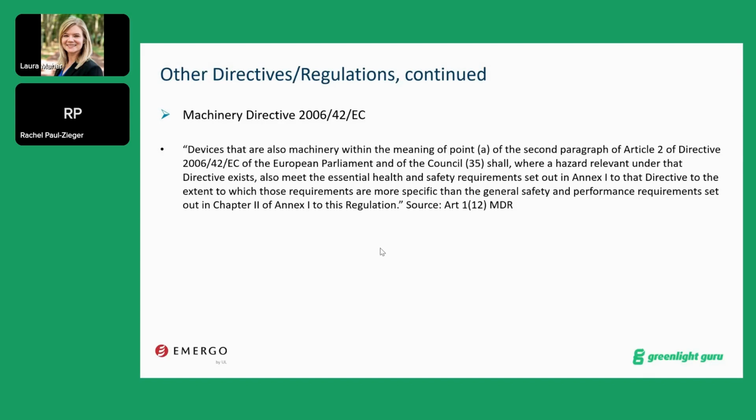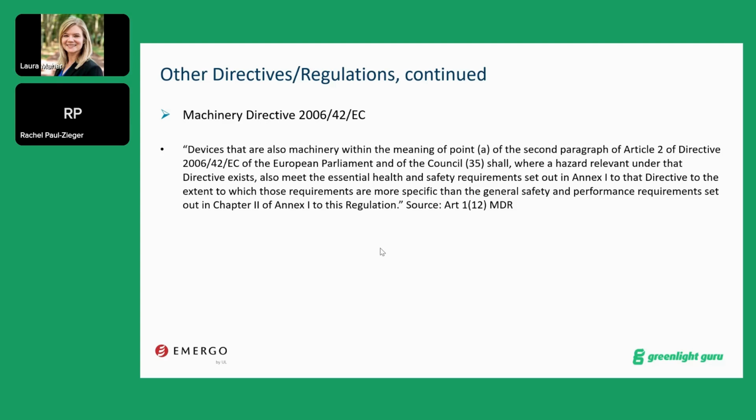Awesome, thank you. Okay, so I think this is going to be the last question that we take for today. It was mentioned during the presentation that the machinery directive also contains essential principles and that the manufacturer must consider them in the case those requirements are more specific than the GSPR. But how do we determine which requirements are more specific to our device?